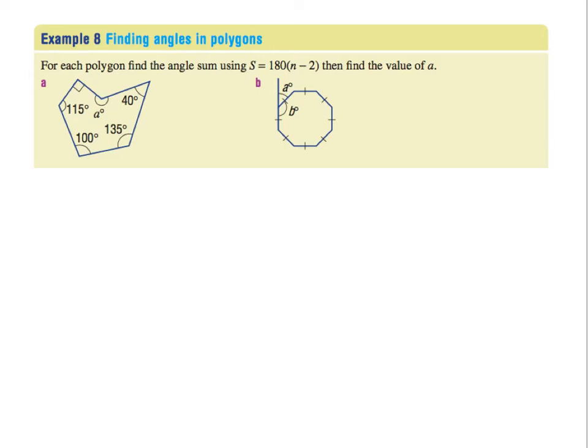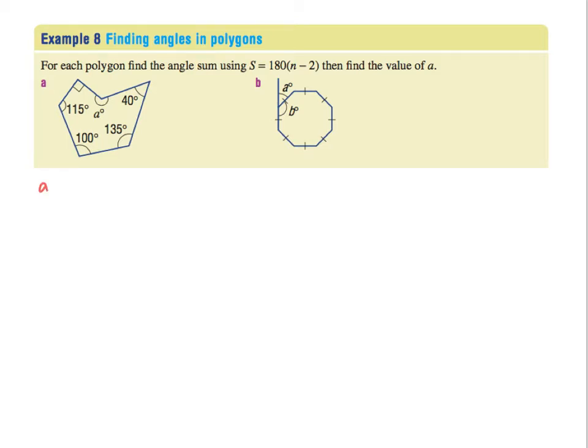Okay, for each polygon, find the angle sum using S equals 180(n minus 2), and then find the value for A. Now, this equation is really helpful to us because it helps us find the angle sum of any polygon. Say if you had an octagon or a dodecagon, as long as you know how many sides it has, which is the n, you substitute that value in and you are able to find out the angle sum for that polygon.